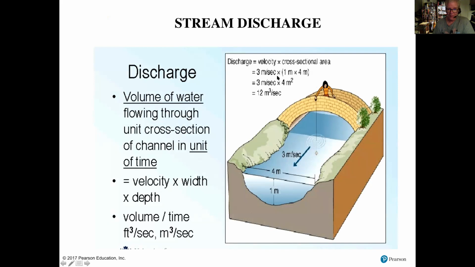And so notice here, 4 meters by 1 meter, so the area is 4. The velocity is 3. 3 times 4 is 12, so it's 12 cubic meters per second. That's the discharge.